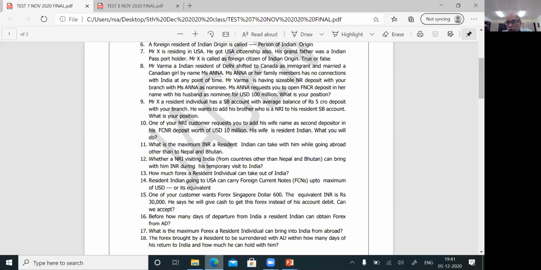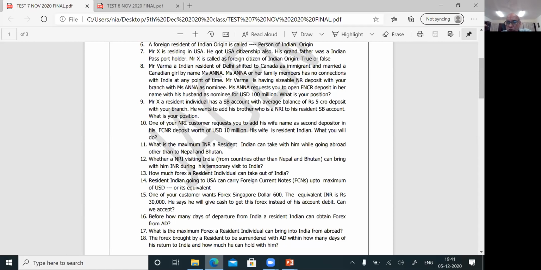So a resident individual, when he goes abroad, can take a maximum of Indian rupees 25,000 in any denomination. Again, I repeat, for question number 11: what is the maximum Indian rupees a resident Indian can take with him while going abroad, other than to Nepal and Bhutan? Whenever a resident individual visits any country other than Nepal and Bhutan, he can carry a maximum of 25,000 rupees in any denomination.